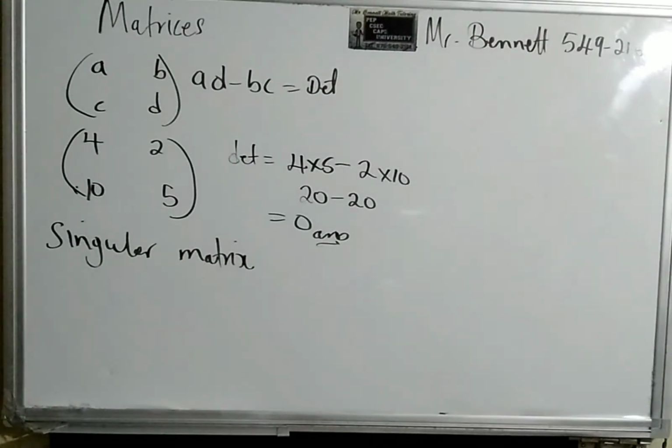And why am I telling you this? Because CSEC can ask you. They will give you a matrix and ask you, is it a singular matrix or a non-singular matrix? And that's 1 mark. 1 mark can be the difference between passing and failing. 1 mark can be the difference between a grade 1 and a grade 2. 1 mark can be the difference between a distinction and a grade 1 only. So guys, take every mark seriously.